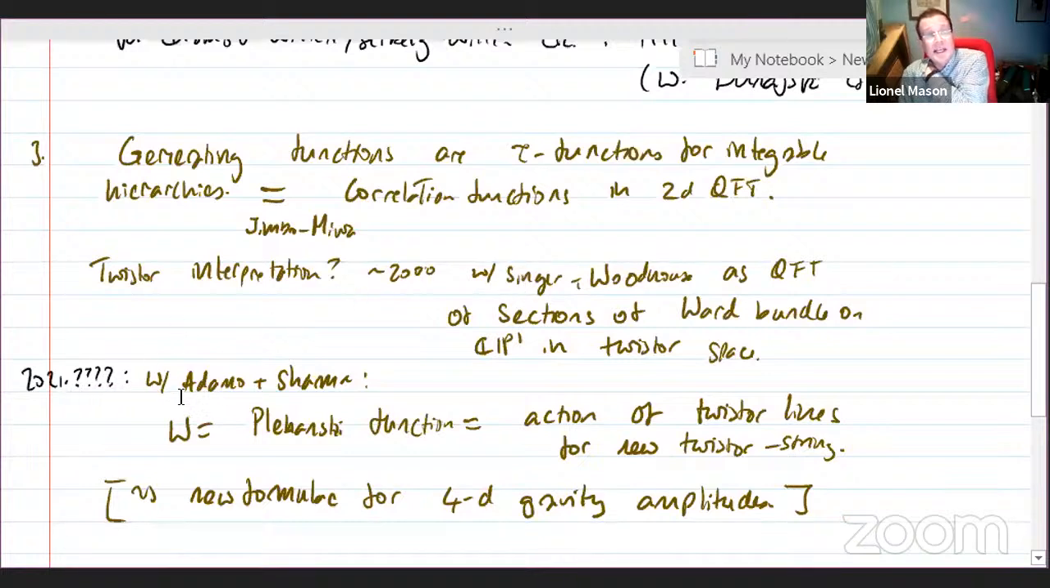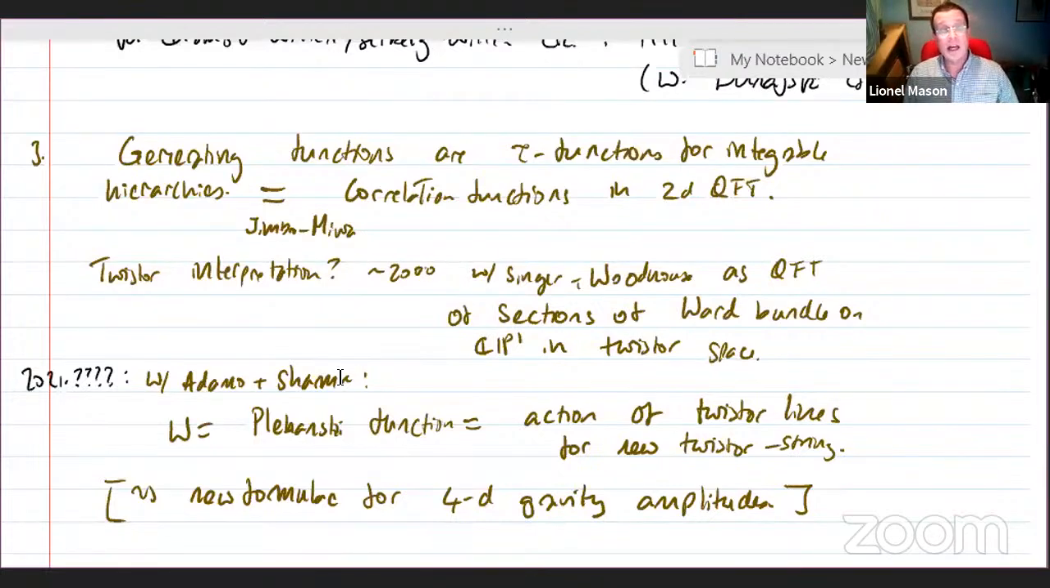But just this last year, in a completely different format, with Tim Adamo and Atul Sharma, we were looking at the Plebanski functions. To give a little bit of background, we were trying to compute scattering amplitudes for Einstein gravity in 4 dimensions. And it turns out that the Plebanski functions play the role of a generating function for those amplitudes. And we wanted to compute them in twistor space, and we wanted to do it using a version of twistor string theory.